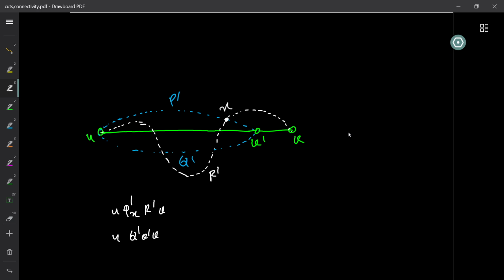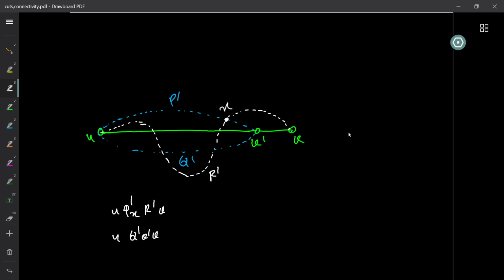Now, what we just need to observe is that if you look at the path that we define as follows, you take the path p' to go to x, and then take the remaining part of r' going to the vertex v. This path cannot have any vertex in common with q', because p' and q' were disjoint.